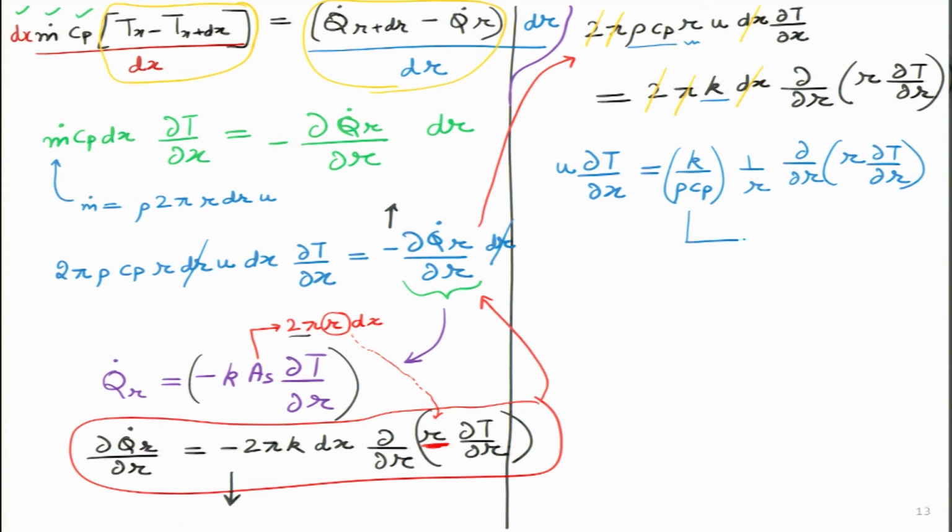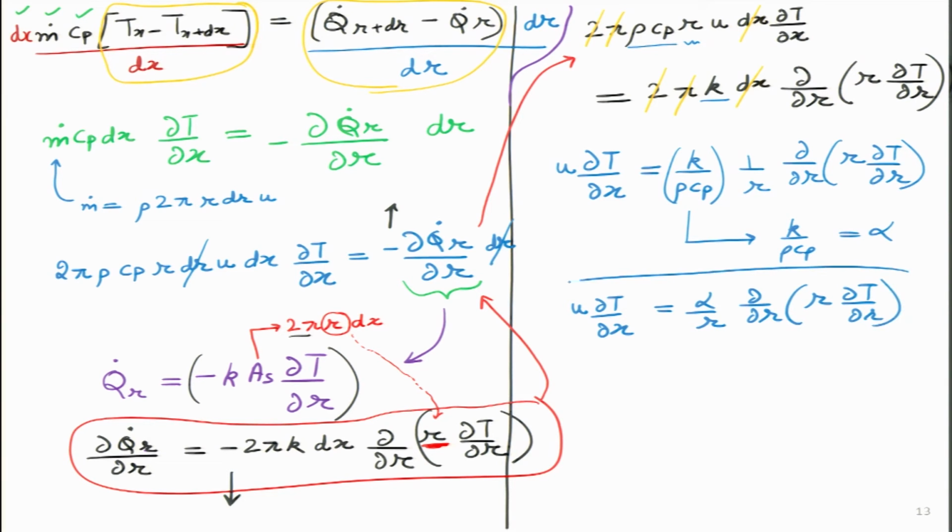Now I will ask another question to student. What is this value? K divided by rho Cp. I think people remember this is alpha, thermal diffusivity. So let me put over there. So this has become very simple now. U del t by del x is alpha by r del by del r, r del t del r. Don't get confused with the long mathematics. In just 2 steps we will see it will turn out to be a very simple equation.